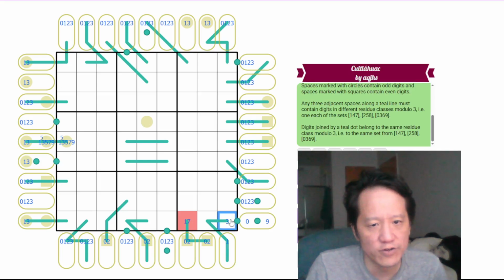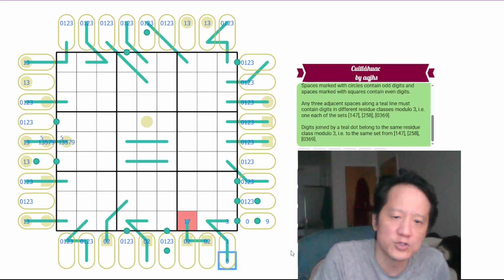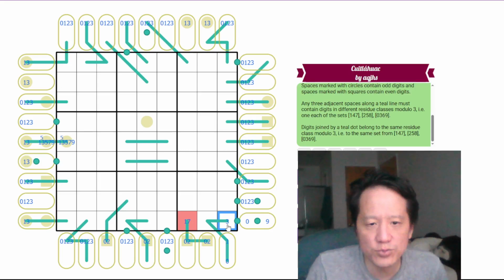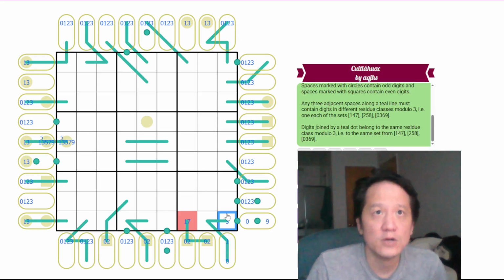It can't be 12 because it has to be 0 modulo 3. Oh, it could be 10. So this, no, that actually does work. So this could be 3, 0, 9, 1, 0 here, because this is the same modulo set as this.